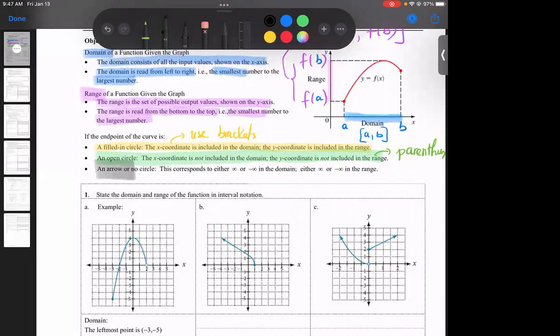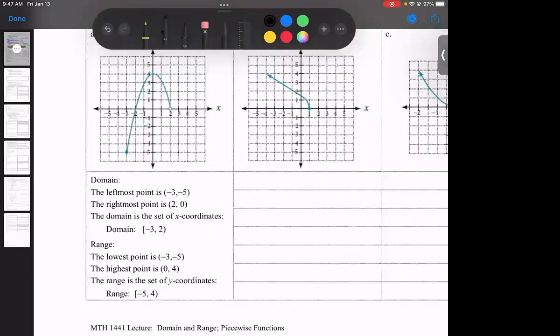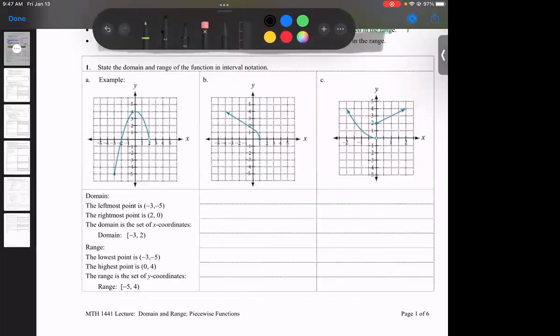If you see an arrow or no circle, this corresponds to infinity or negative infinity. We'll talk about this later. Don't worry about this. I want you all to take a look at example 1A on your own. You all know how to read. So take a look at example 1A. Read through it fast.